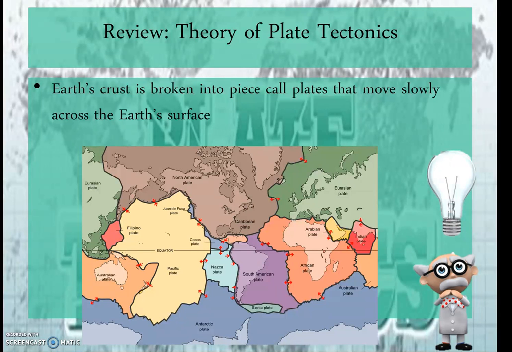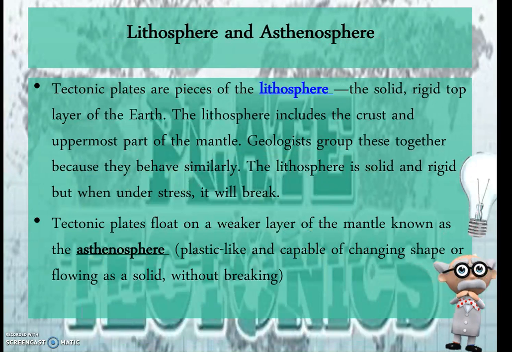As a review from earlier lessons, the theory of plate tectonics is that the Earth's crust is broken into pieces called plates. All the plates of the Earth are shown in this picture here, and these plates move slowly across the Earth's surface, very slowly. We're talking centimeters a year. So how does this happen? That's what we're going to focus on today.